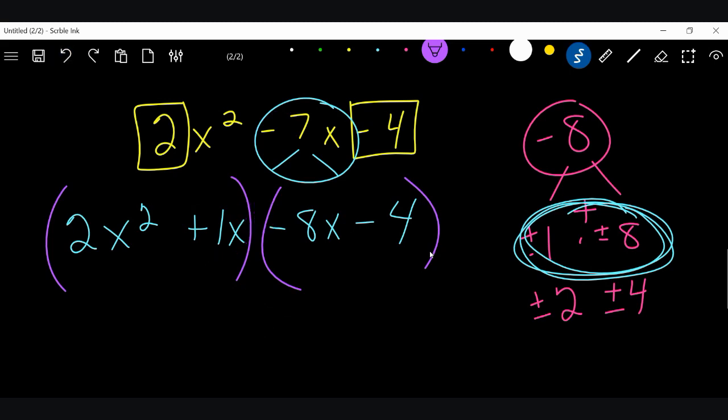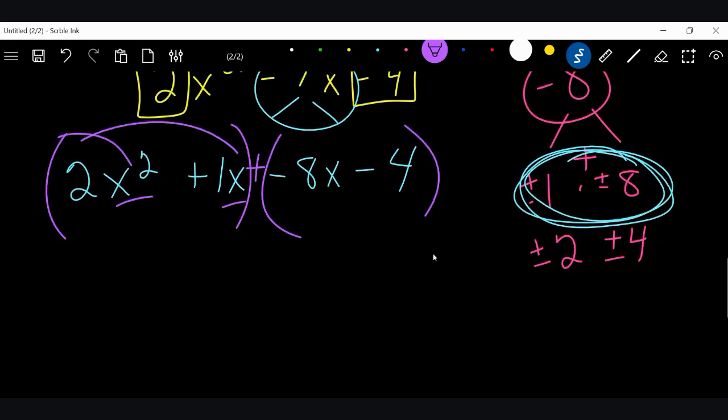So basically what we're doing is splitting this middle term. And the way that we want to split it is by saying, let me put that plus sign back in there, 1x plus negative 8x. That's what we're doing. Now we are going to go ahead and factor out what we can factor out. Well, what factors out of this first part? An x, that's right. And so we're going to end up with x times 2x plus 1, plus, well, technically it's going to go negative here, but we'll put a plus there for now.